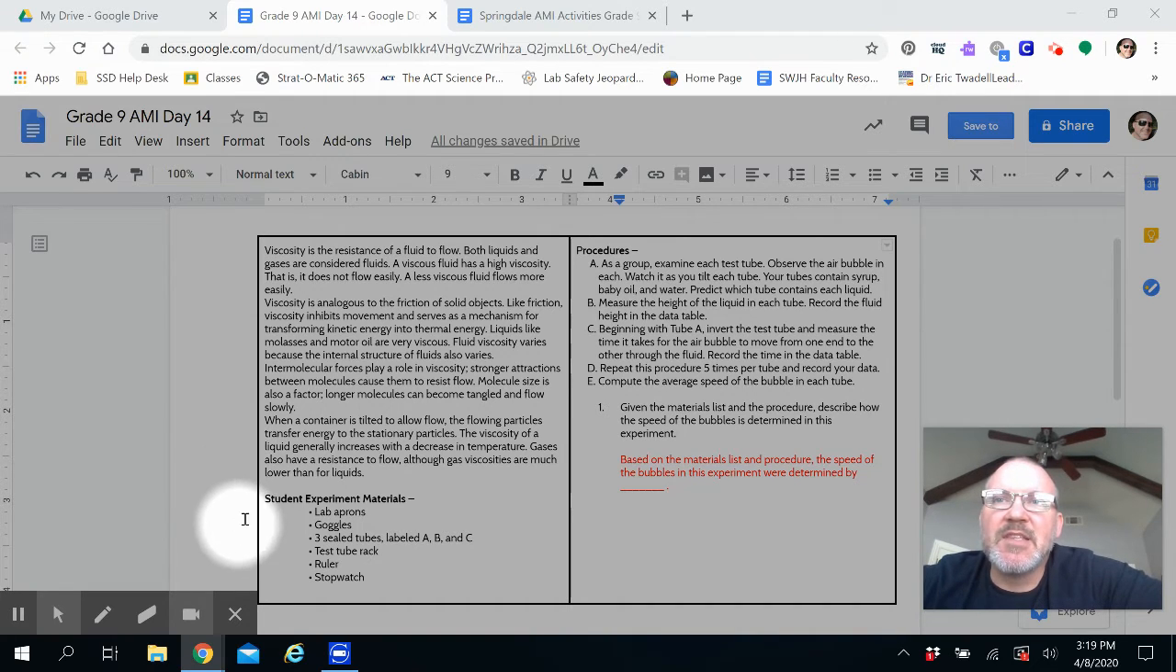So here's our materials list. It says we need lab aprons, goggles, 3 sealed tubes labeled A, B, and C, a test tube rack, a ruler, and a stopwatch.